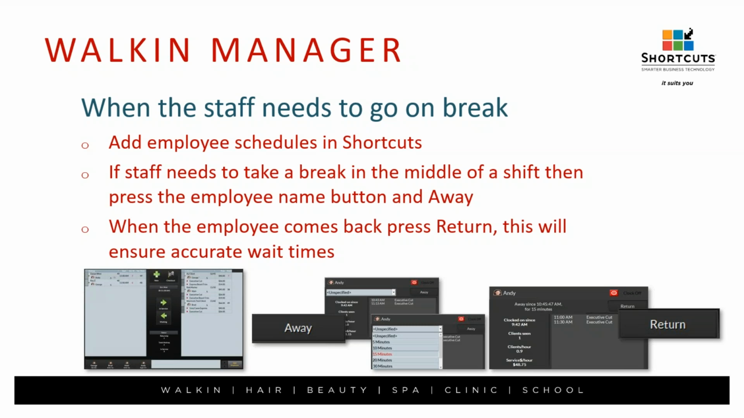Shortcuts has a wallboard, which is a screen that shows who's next in service and what the estimated wait time is. So when customers come in and look at the TV, they can see the leaderboard and see who's next. And when the staff puts themselves away, that adjusts the wait time for everybody, so nobody's surprised if all of a sudden it jumps 10 or 15 minutes because somebody went away. And of course, when the staff member returns, when they press the return button after they click their name, it will adjust the wait time again.